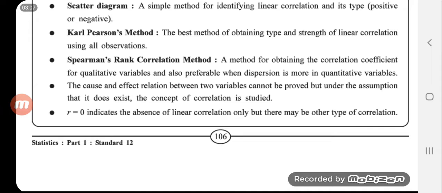Then next, if r is equal to 0, it indicates absence of linear correlation only, but there may be another type of correlation. It may be nearby to 0, but we can say at least the extent of the value of the variable, that is, how near it is to 0. It can be high degree, it can be low degree, according to some interpretation.